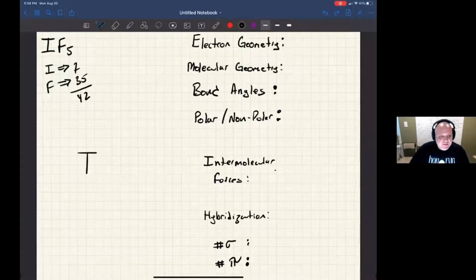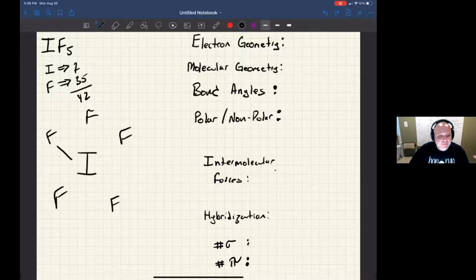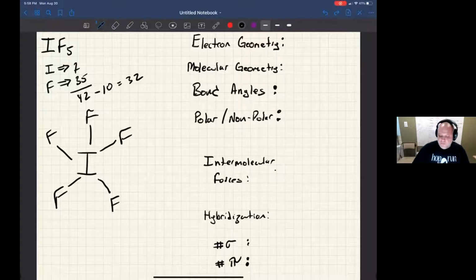Now, I would arrange the atoms as symmetrically as I could on my paper. So I'm going to look at putting the fluorines around like this. The next step is to draw a single bond to each one of these atoms. I did that. And now I would reduce that valence electron count by the 10 electrons in those 5 bonds. I'm left with 32.